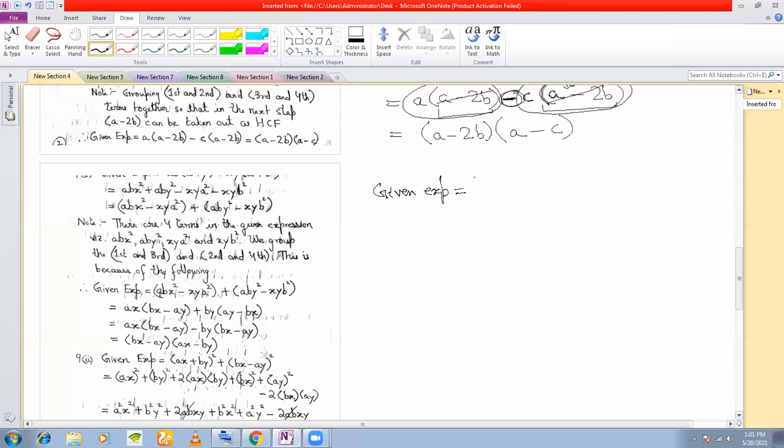ab times x square plus y square, minus xy times a square plus b square. So here, if you see, this expression consists of two terms, this term and this term. And these two terms have nothing in common. Okay, so what I do here is I multiply everything first and then try to regroup.